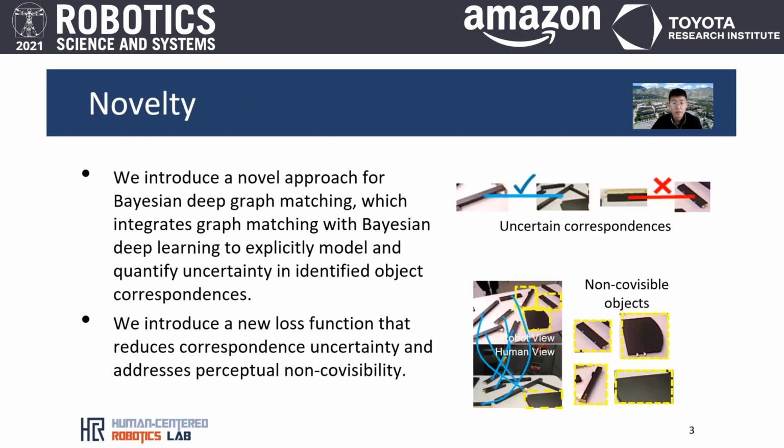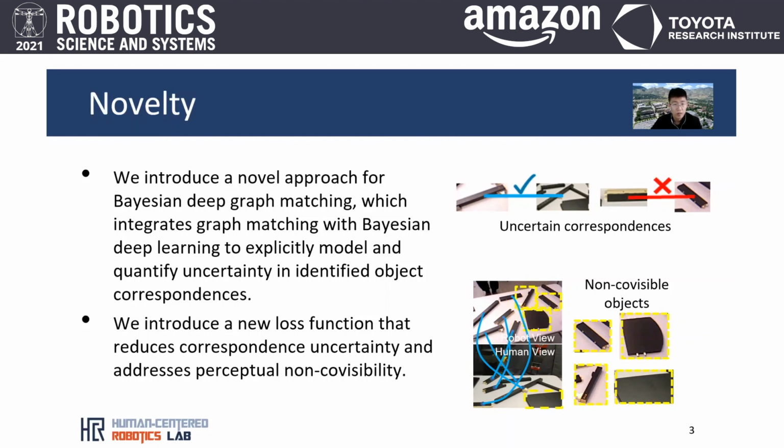The current method for correspondence identification suffers two shortcomings. First, the previous methods are not able to quantify and reduce the correspondence uncertainty, which is caused by measurement noise or occlusion. The second shortcoming is caused by non-covisibility, which is defined as a challenge that not all objects are observed by all agents due to the occlusion and the limited field of view.